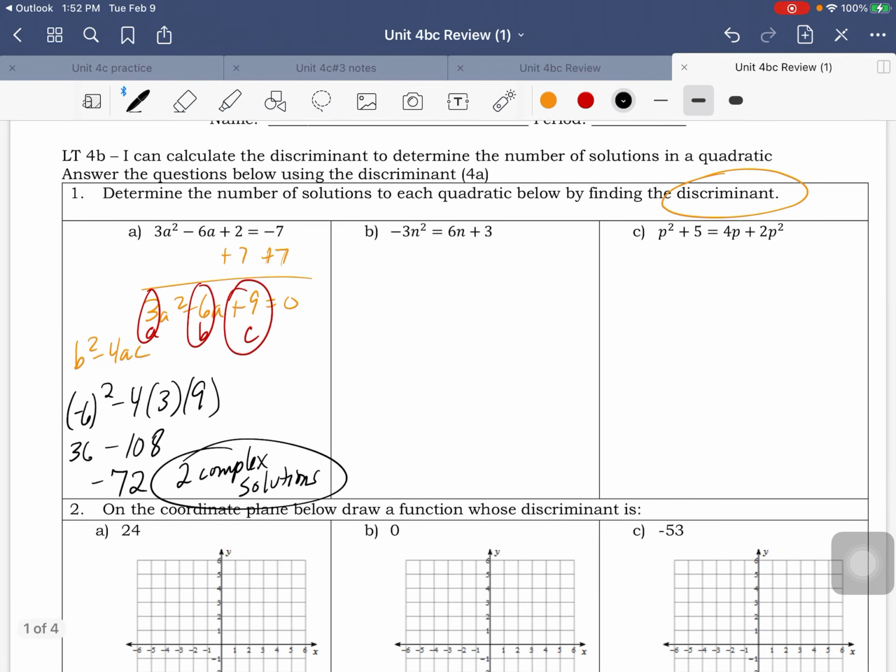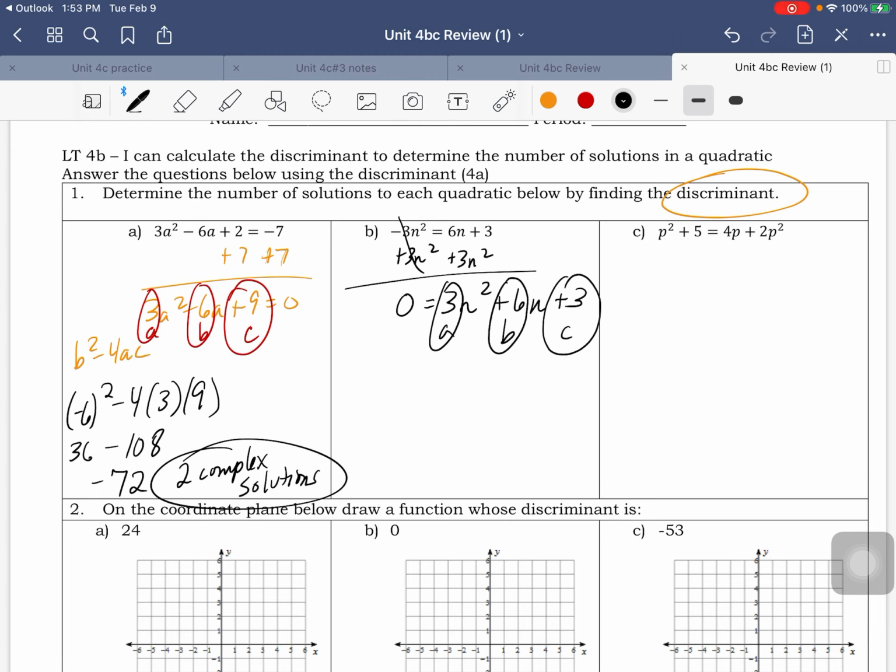All right. And on b, well, I'm going to add 3n squared. And the reason why I'm adding 3n squared is I want the a to be positive. And now a, 3, is positive. Before it was a negative. You can have a negative, but it's going to help you a lot to have a be positive. So always try to think, how can I get a positive?